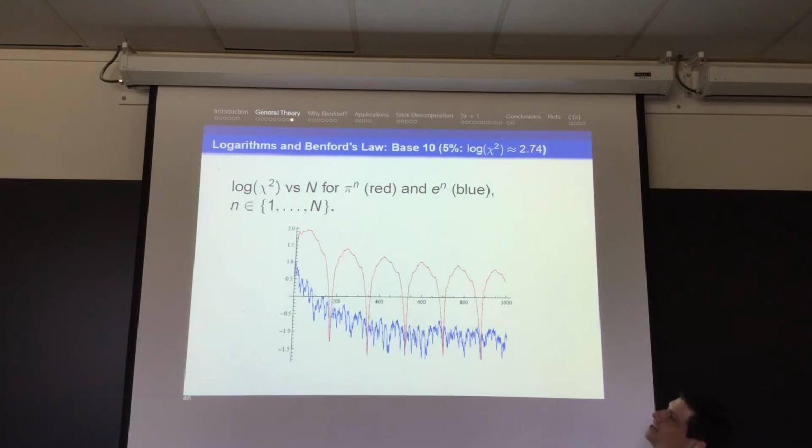So I'm now looking at plots of the chi-squared values for pi to the n, which is red, and e to the n, which is blue. Anybody notice anything about the red versus the blue? Red looks periodic. Any rough guess as to what is the period? Pi. Pi is 3.14. All right, so about 175 for the period. And then each one of these heights is a little bit smaller than the previous.